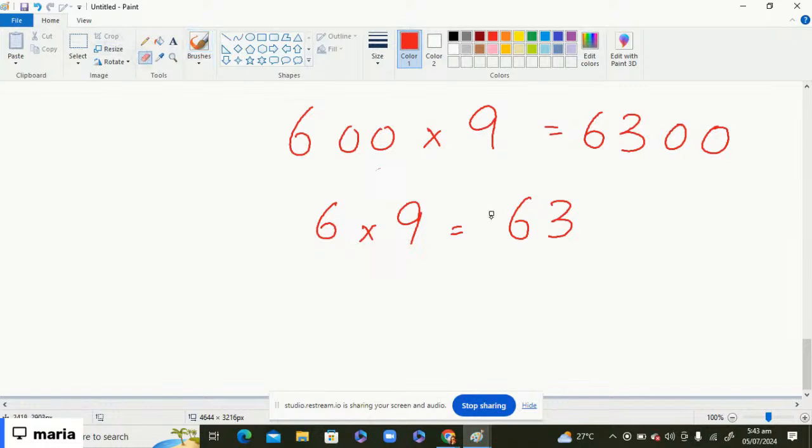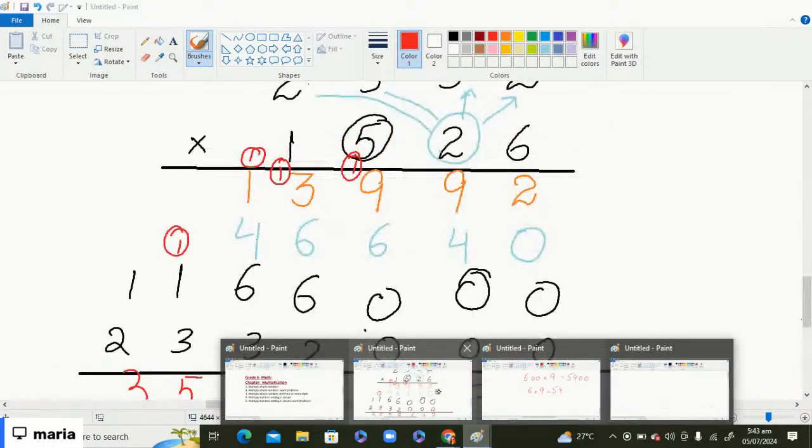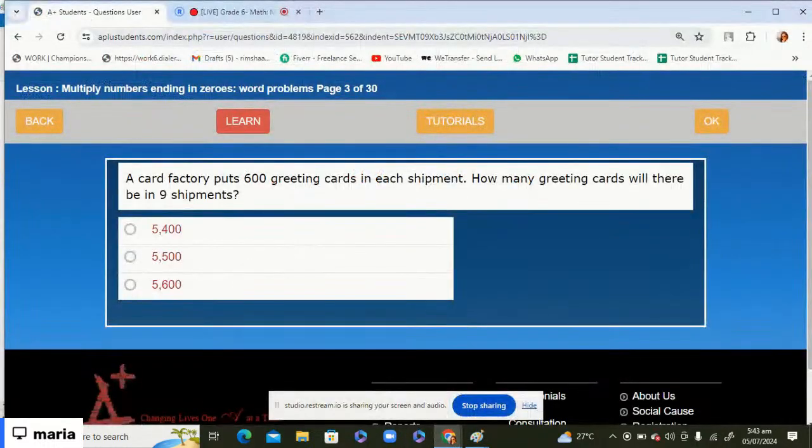It's not 63, it's 54, okay? I was just thinking it's 9 times 7. It's 9 times 6, okay? It's 54. So 5,400. Let's just check. Is there any answer for 5,400? Yes, it's here.